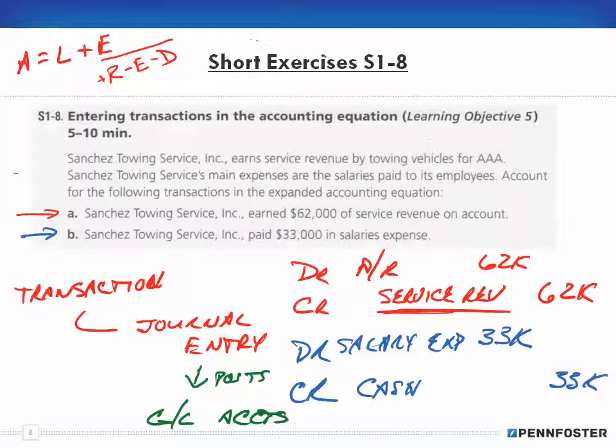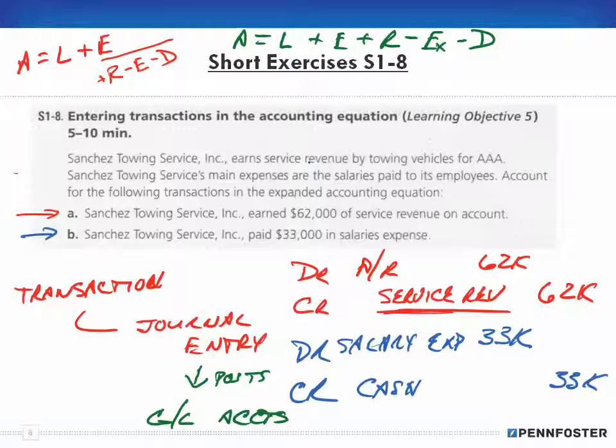Forgive me for having to write over the title here, but I have assets equal to liabilities plus equity plus revenue minus expense minus dividends. So this is the expanded accounting equation, and what we're going to do is post to these ledger accounts, and so we're just rearranging the information.